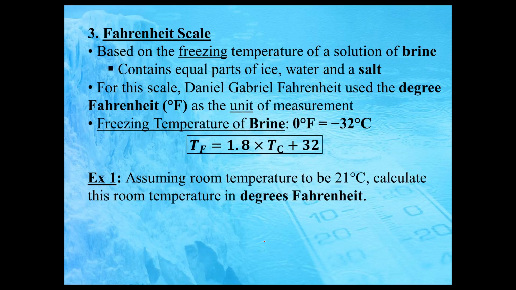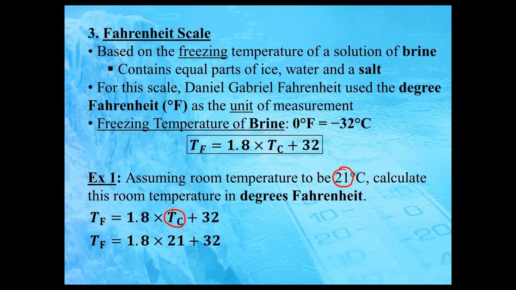Okay, so let's apply this for this calculation. I want to calculate temperature in Fahrenheit. So my equation is the temperature in Fahrenheit is 1.8 times the temperature in Celsius plus 32. The temperature in Celsius is 21. So in the next step, I'm going to do a substitution. I'm going to pull this TC out and replace it with the 21. When I do that, I would then have 1.8 times 21 plus 32.